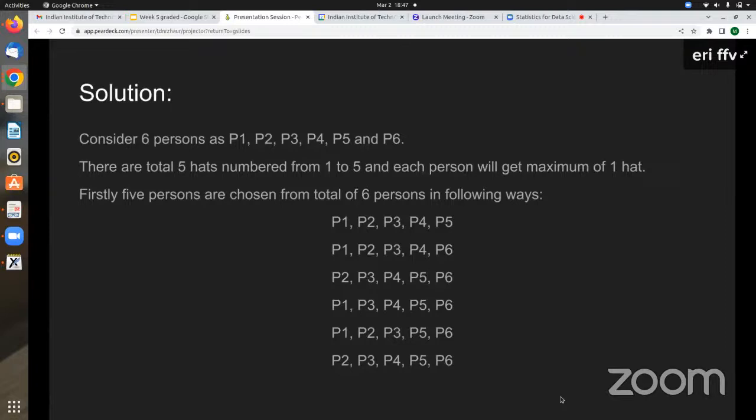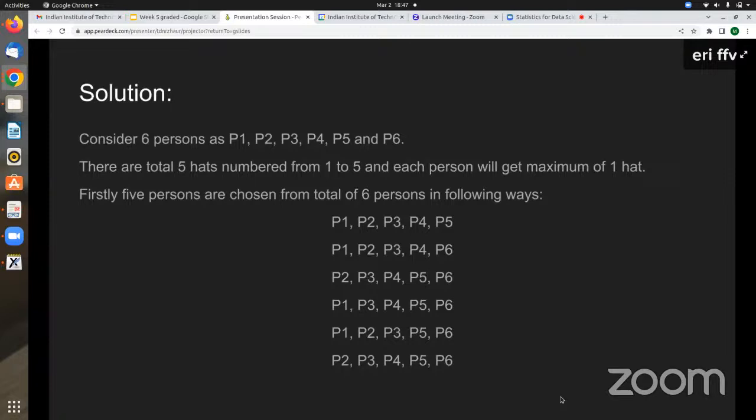Yes, we have 5 hats. What about the last person, the sixth person? No, he won't get one, right? If you have 5 hats and there are 6 people, you can't give the hats to all 6 people. One person won't get a hat. That is the thing. So you have to choose 5 persons out of these 6, and then you say these are the 5 hats, and you can take those hats.